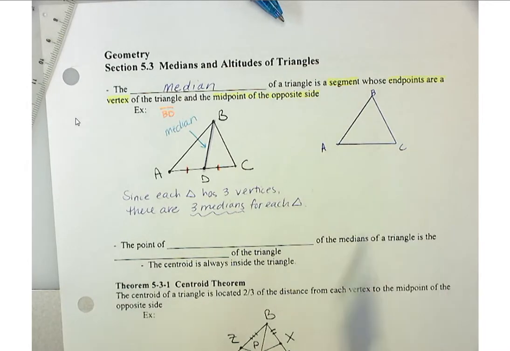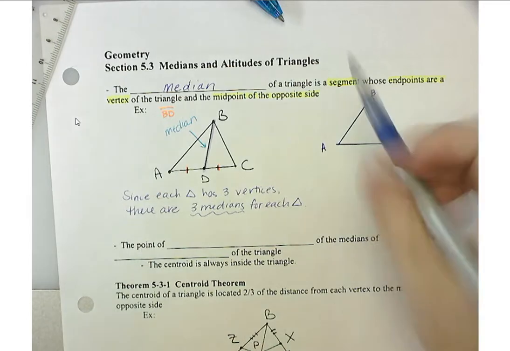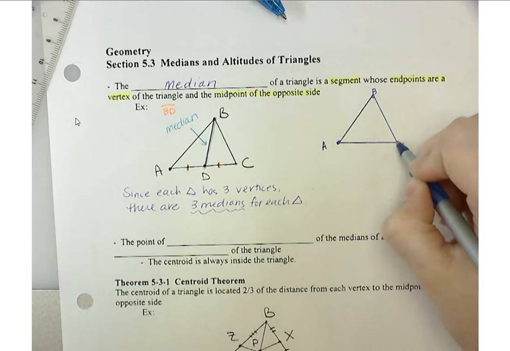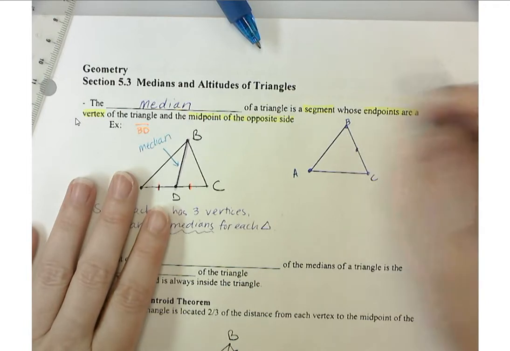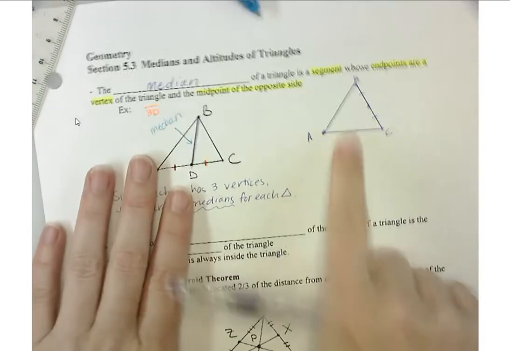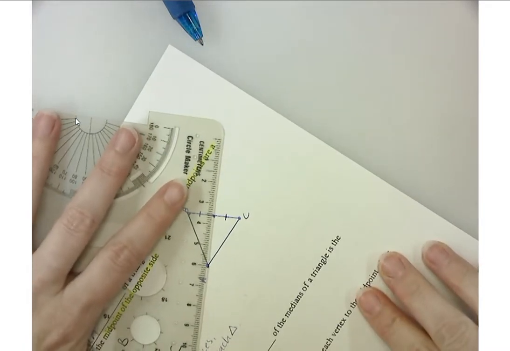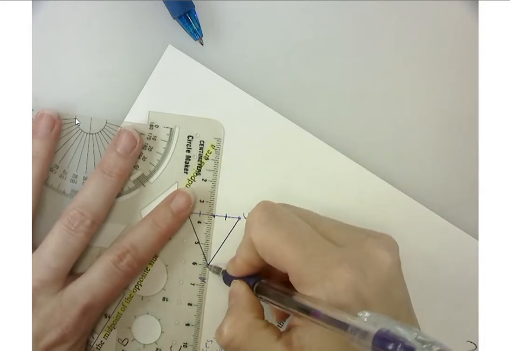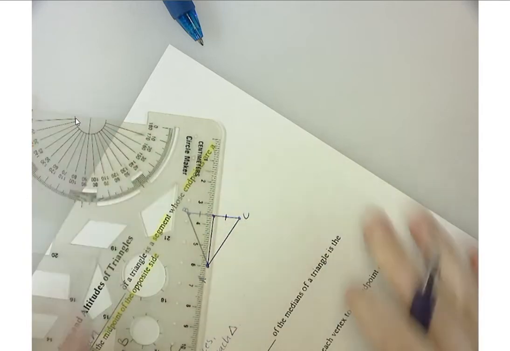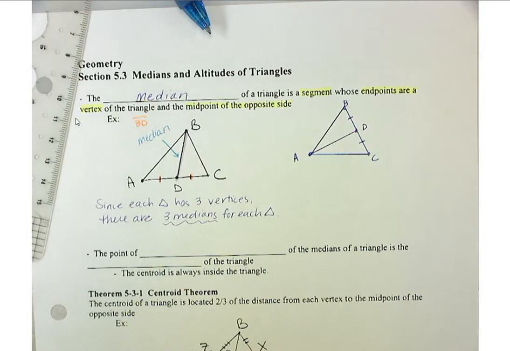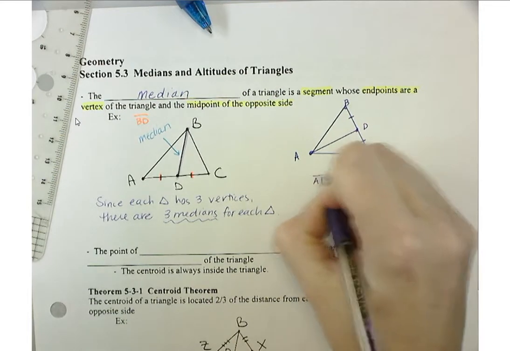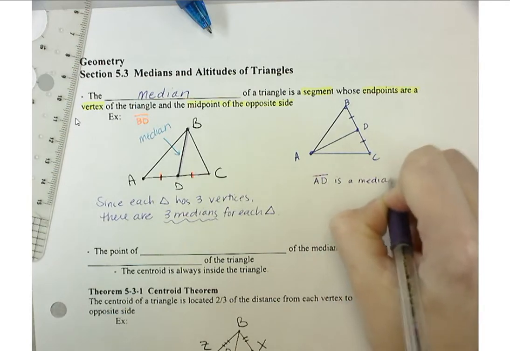A median starts at a vertex and then it goes to the midpoint. Like we just said, there are three vertices, A, B, and C. For this one, I am going to just eyeball it. It has to go to the midpoint, so I'm going to draw where I think the middle of this is. If it's a midpoint, then I need to label it like this. If this is the midpoint, I know that those two are going to be congruent. And then I'm going to call that midpoint D. So AD is a median. Now remember we said there are 3 medians.